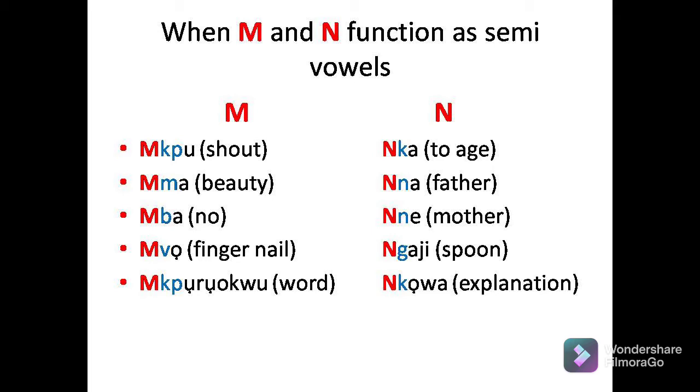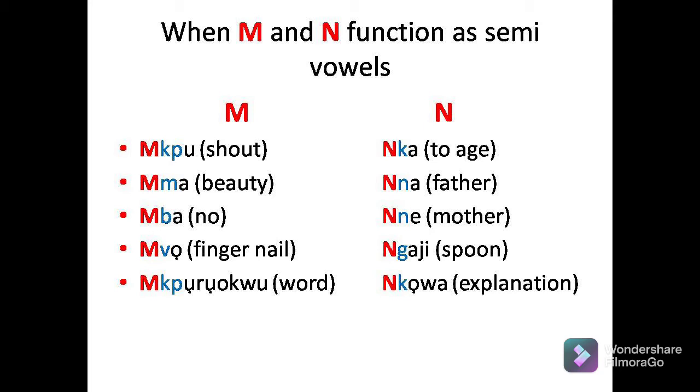Now, whenever they are functioning as semi-vowels, you see that there are consonants after them. What am I trying to say? Whenever you see consonants after the M and the N in Igbo words, just know that their functions there are semi-vowels and not consonants. Now let's look at some of the words.